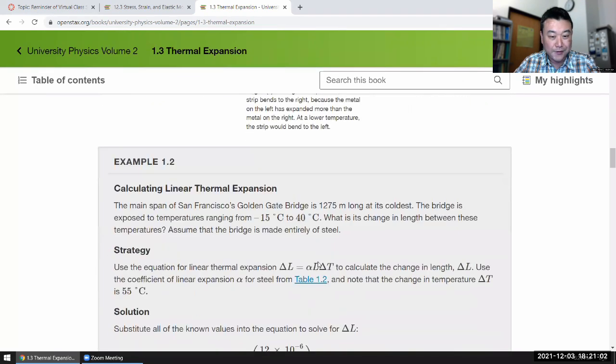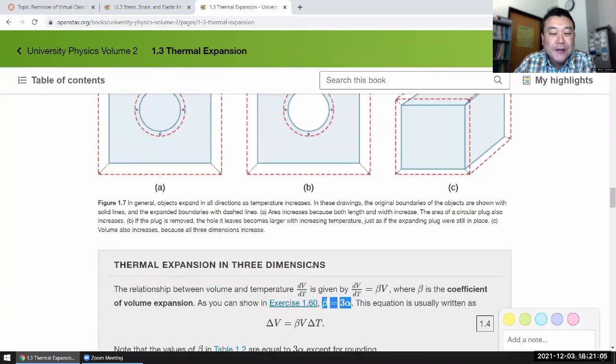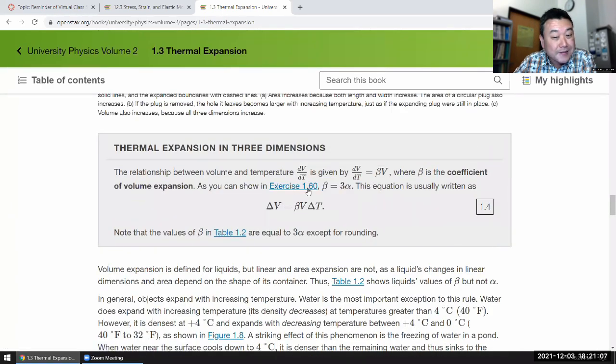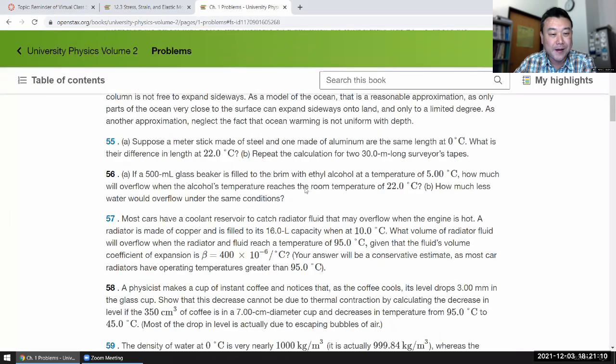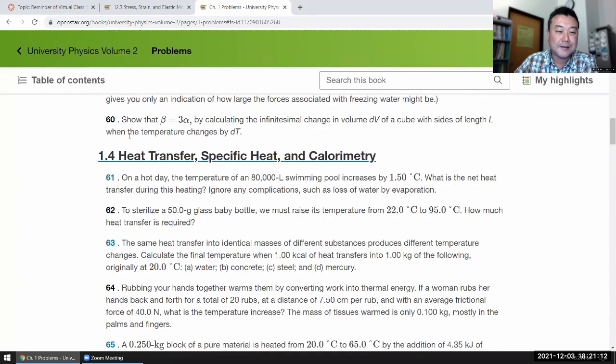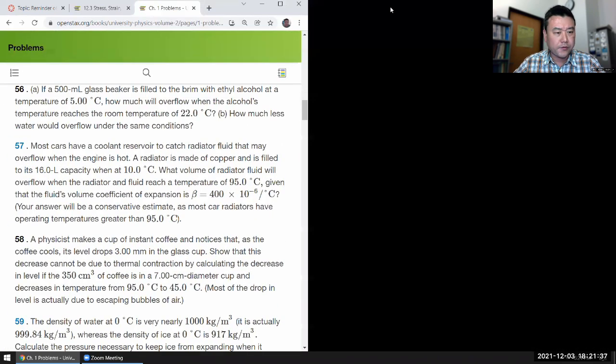In fact, let me see. Since this textbook refers to exercise 1.60, let's go take a look at what that's all about. It says, show that the bulk coefficient of volume expansion is equal to 3 times the coefficient of linear expansion by calculating an infinitesimal change in the volume of a cube. Okay, so that's what I want you to demonstrate, because it shows the power and usefulness of calculus. So let me just quickly go through that.